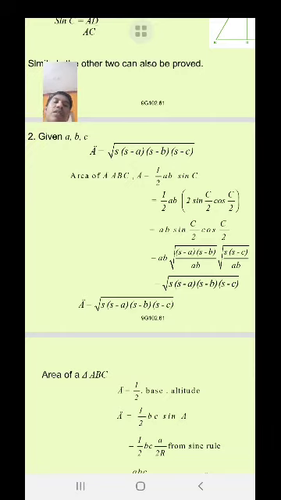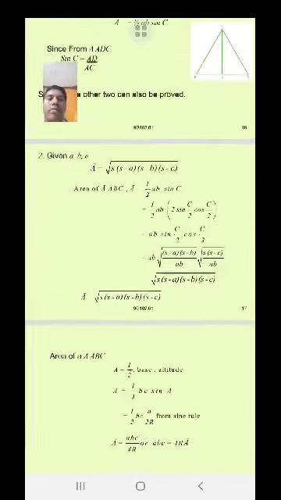So remaining is under root of s into s minus a into s minus b into s minus c. We have two roots with a product in between, so put them under one root. Because the product is there, root a into root b we can write as root ab. Instead of two roots we keep one root and multiply the factors. Therefore the area of the triangle can be expressed as under root of s into s minus a into s minus b into s minus c, in terms of the sides.